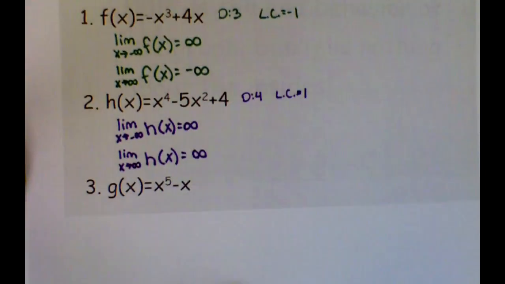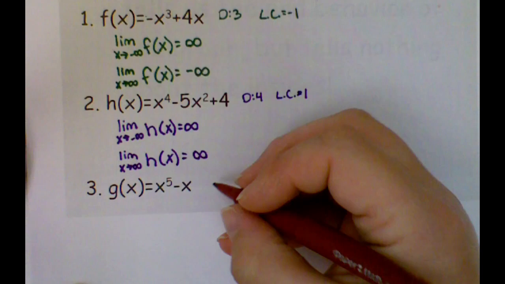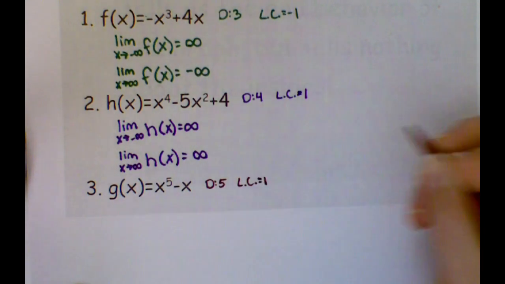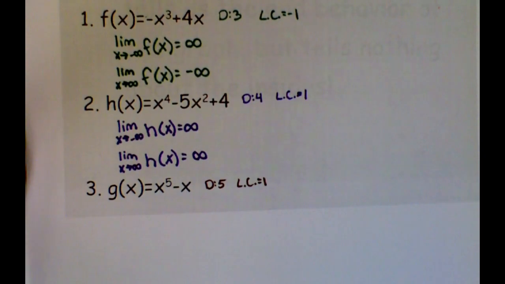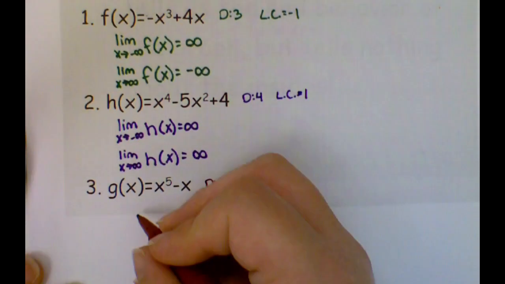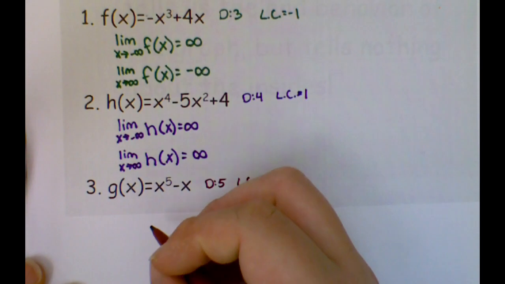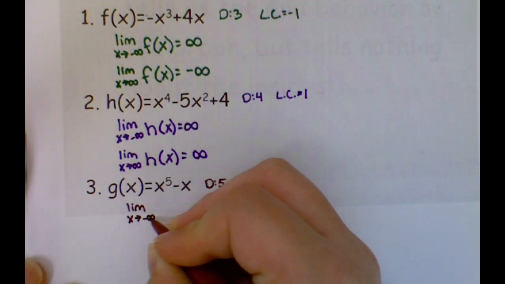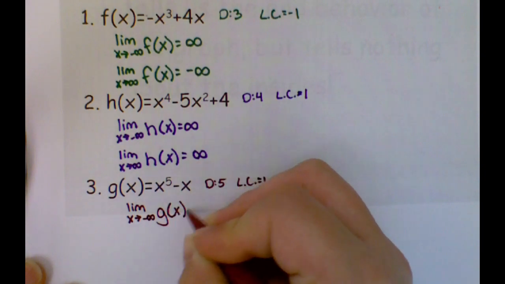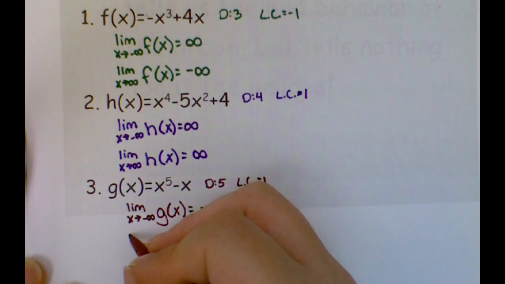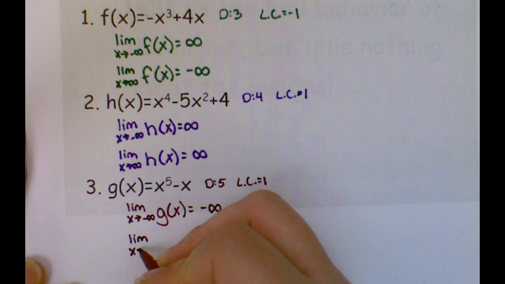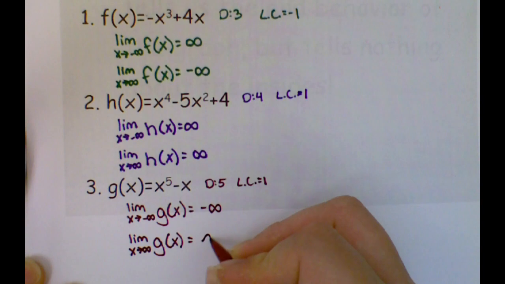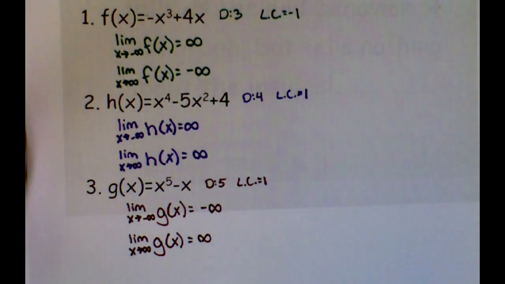And for number 3 here, g of x, my degree is 5. My leading coefficient is positive 1. So I have an odd degree, positive leading coefficient. The left side goes down, the right side goes up. So I say the limit as x approaches negative infinity of g of x equals negative infinity. And the limit as x approaches positive infinity of g of x equals positive infinity, because the left side goes down and the right side goes up.